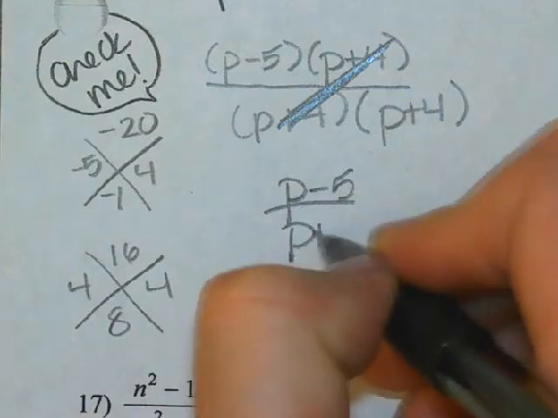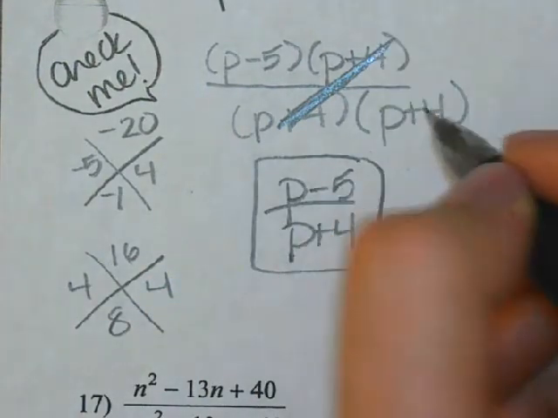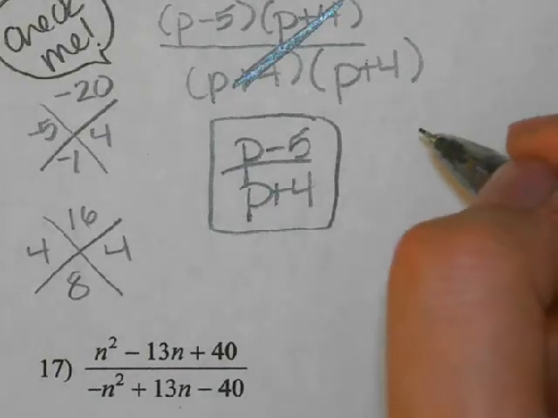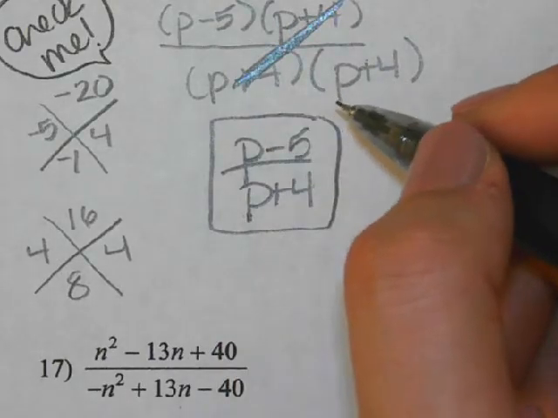Why couldn't you just cancel one out below? You could have. Do I cancel whichever one you wanted? Yeah. So what's our excluded value? Negative 4, but that's the same thing. So you only have to write it once.